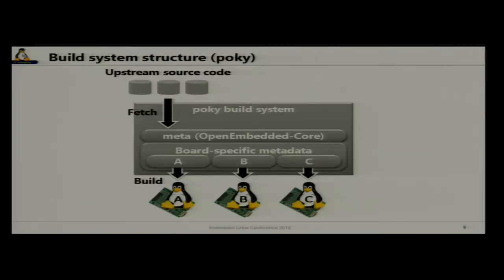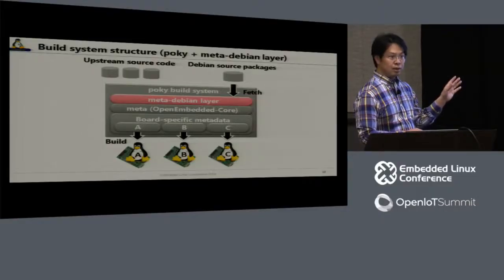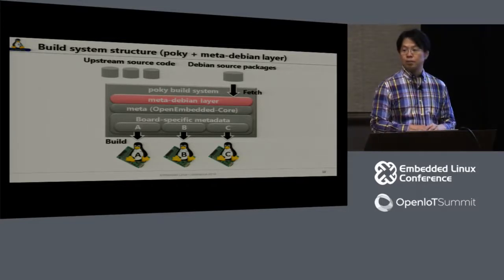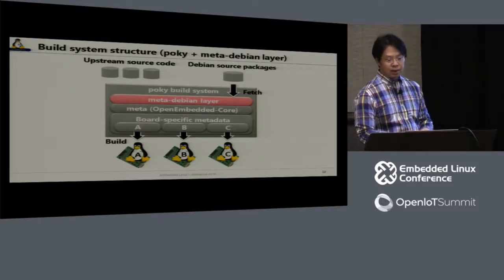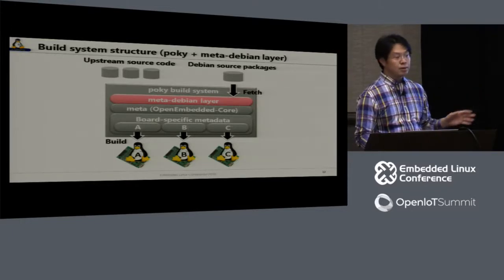And this is the Poky build system structure. To build an embedded Linux environment for a specific board, the Poky build system supports many layers and also much metadata to create each open source package that can be installed onto a specific board. What we are doing is building a new meta layer, the meta-debian layer, on top of the Poky build system's meta layers, to use Debian source code.